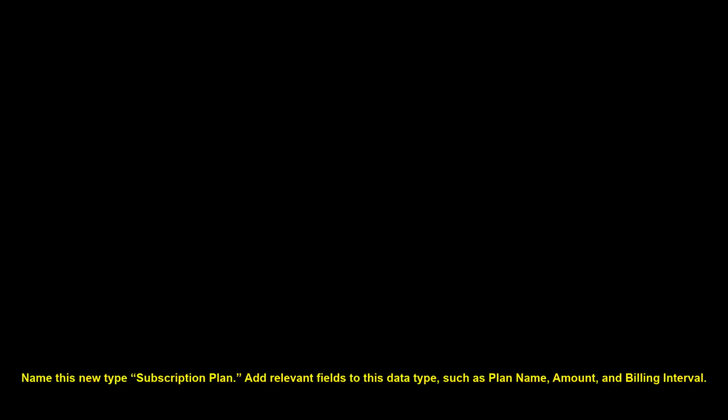Ensure that you have the Stripe billing feature enabled in your Stripe dashboard. Next, set up a data type in Bubble for your subscription plan. Navigate to the Data tab and click on the New Type button. Name this new type Subscription Plan. Add relevant fields to this data type, such as plan name, amount, and billing interval.